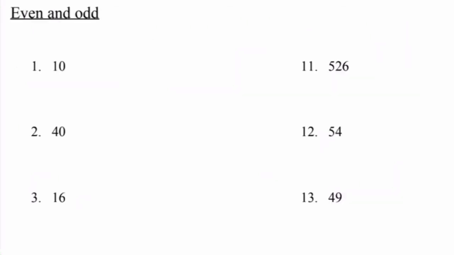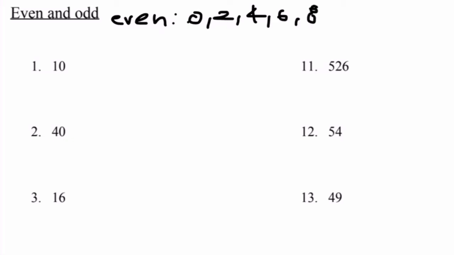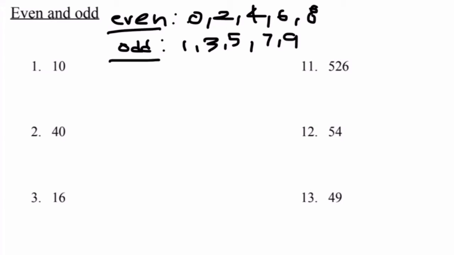Our second topic is even and odd numbers, and it's asking us to identify if the number is even or odd. But before we get started, let's make a list of even and odd numbers. Even, we know that 0, 2, 4, 6, and 8 all represent our even numbers. 1, 3, 5, 7, and 9 all represent our odd numbers. Now let's take a look.